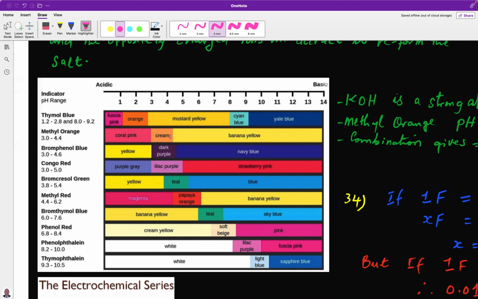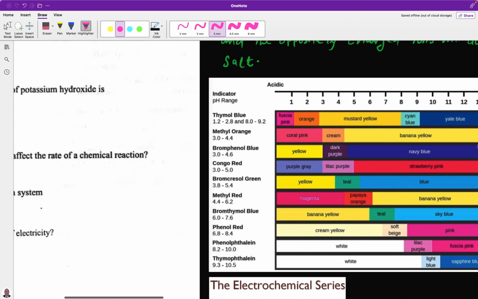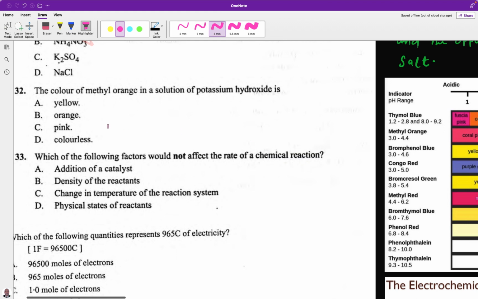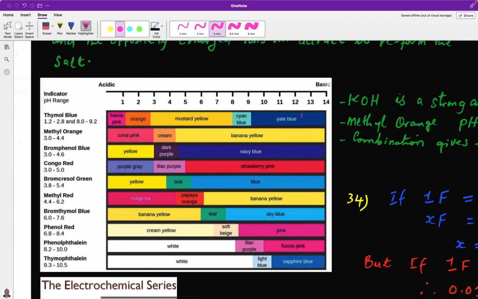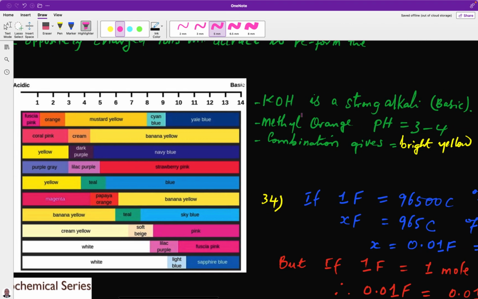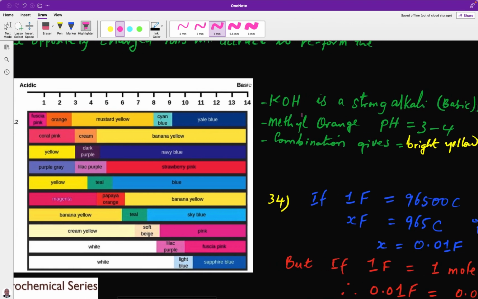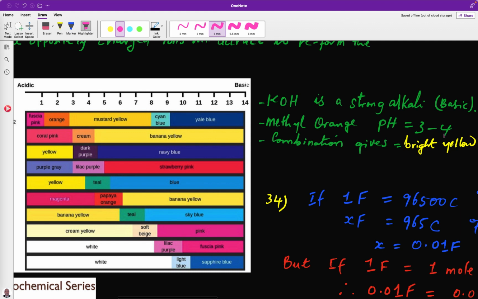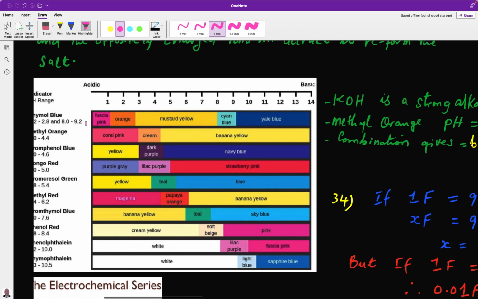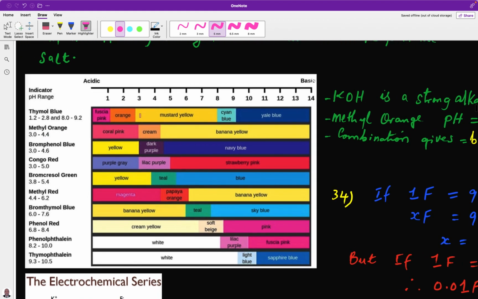But now they said in potassium hydroxide, the color of methyl orange in a solution of potassium hydroxide. I said methyl orange with a pH of this. It has a pH of this, that is at 13, 3 to 4. This is the color of methyl orange from 3 to 4, which is cream.